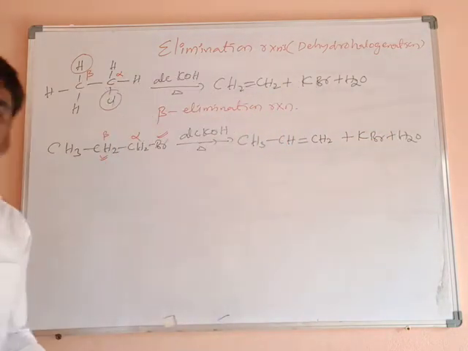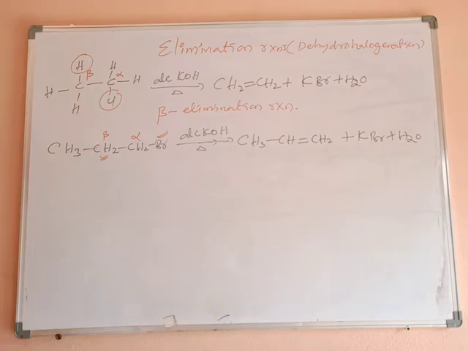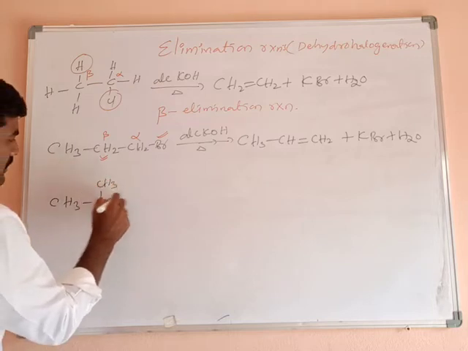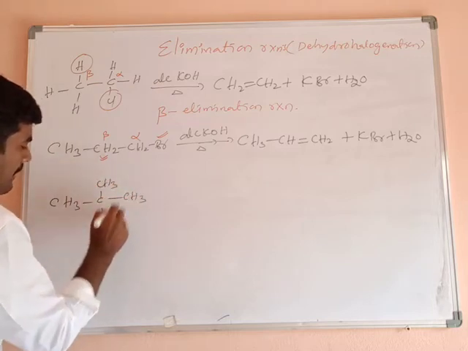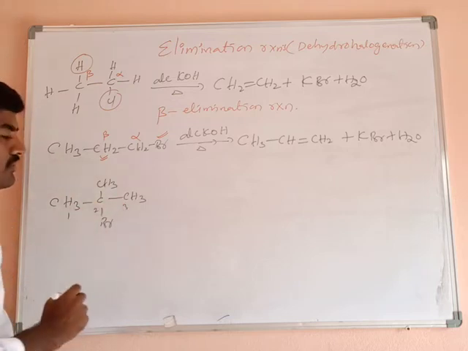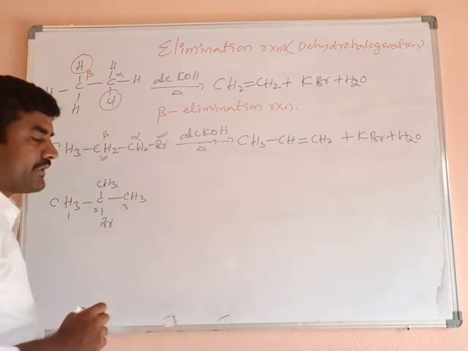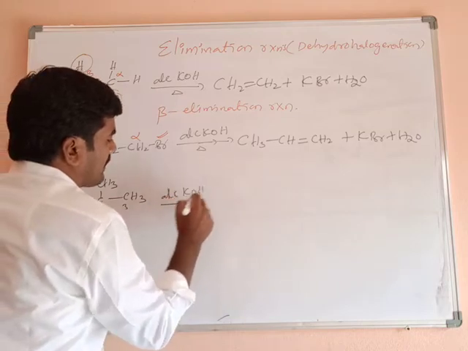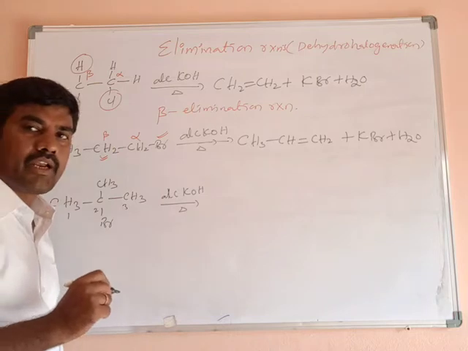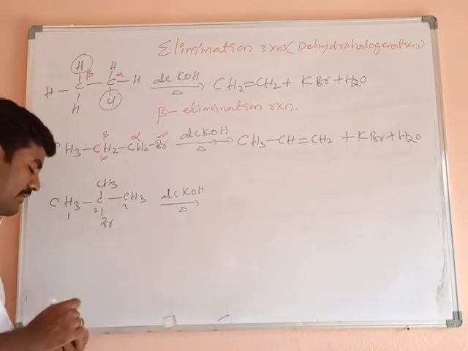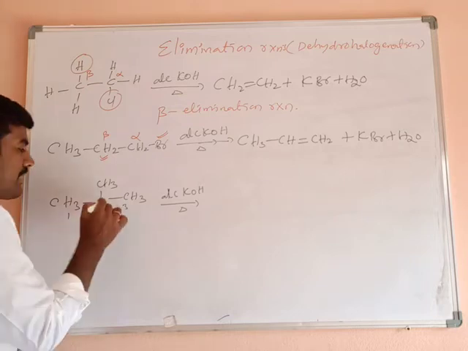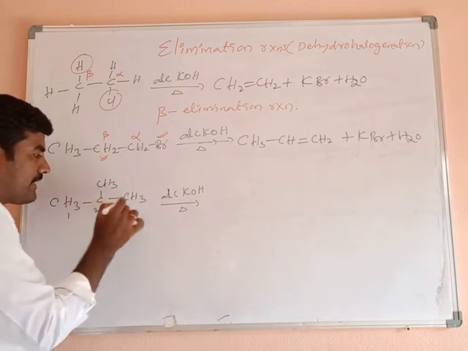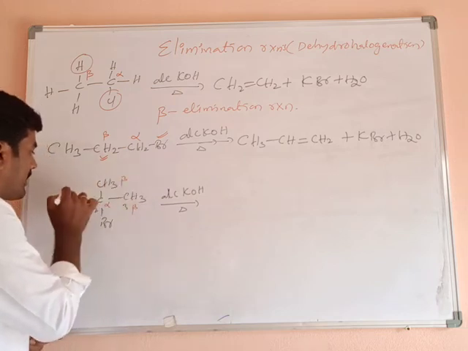Here is one more example. The IUPAC name for this is 2-bromo-2-methylpropane. 2-bromo-2-methylpropane is boiled with alcoholic potassium hydroxide. Then what happens? This is the alpha carbon, because the bromine-bearing carbon is called alpha with respect to the halogen atom. These adjacent carbon atoms are all beta carbons.